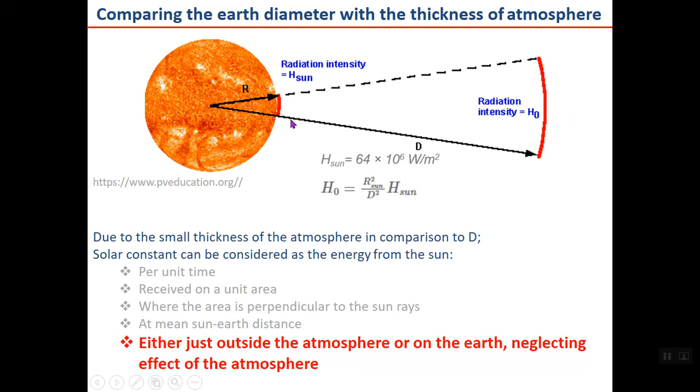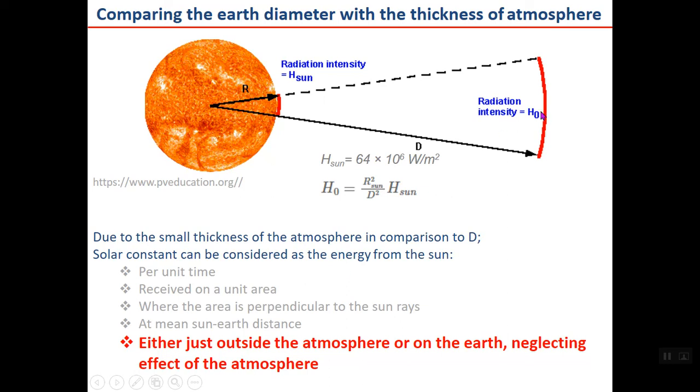Okay, so whenever the distance between the source of radiation and the receiving surface varies, the intensity of radiation, as you can see here, also varies. So you can say that due to the small thickness of the atmosphere in comparison to d, the solar constant can be considered as the energy from the sun, as we told, per unit time received on a surface, either just outside the atmosphere or on the Earth, neglecting the effect of the atmosphere.